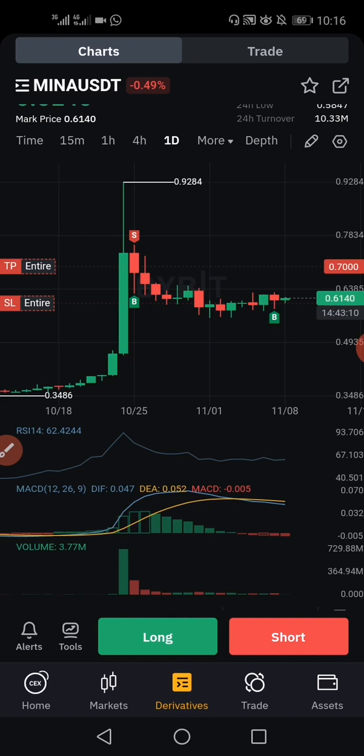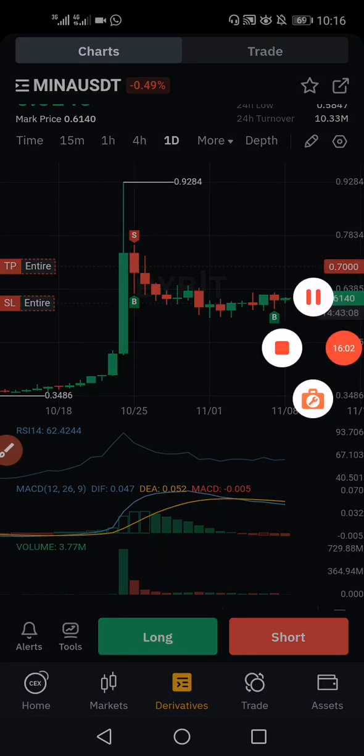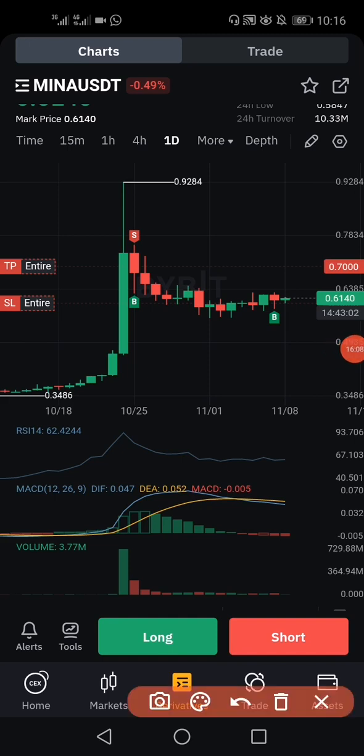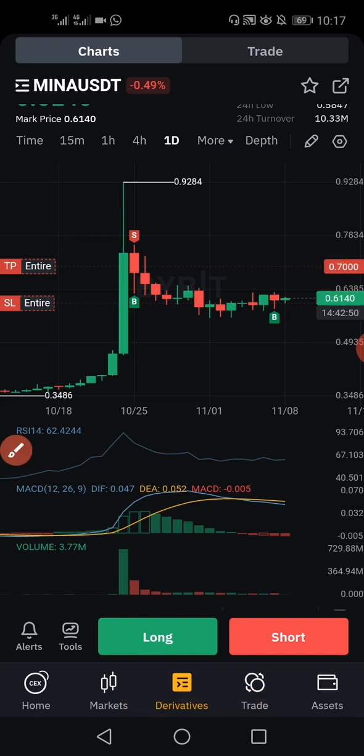So this is how the Bybit futures interface looks like, which is quite similar to Binance. All the take profit, you can see, is executed at 0.7, my take profit, then stop loss at 0.6, which is at this level. Okay, so that's it for Bybit futures.